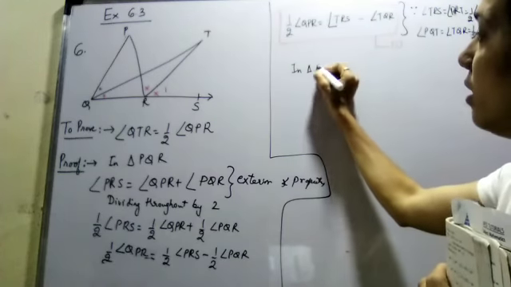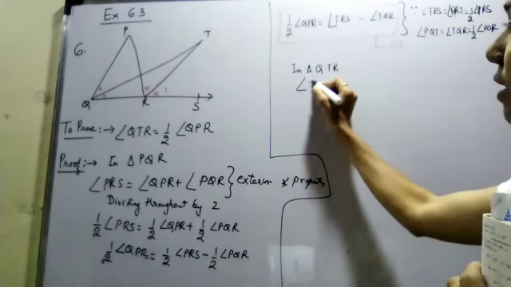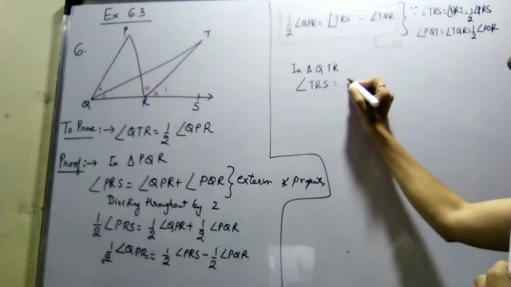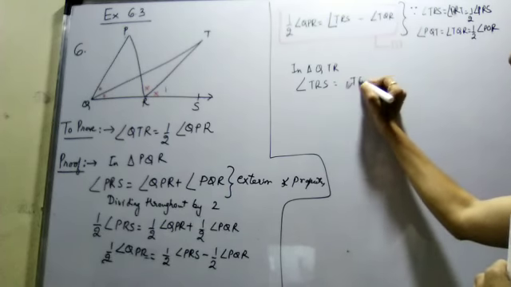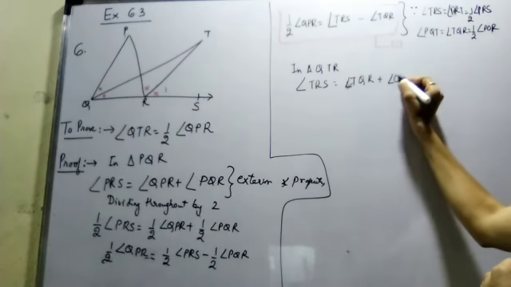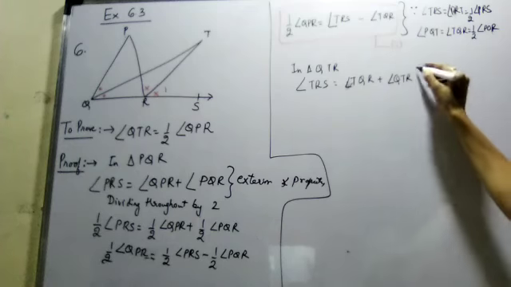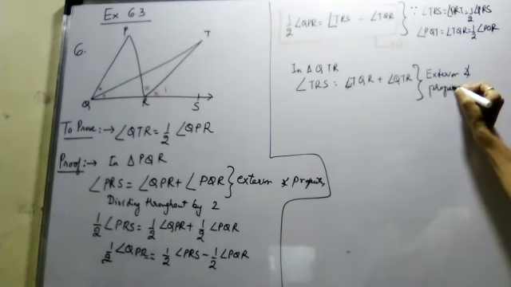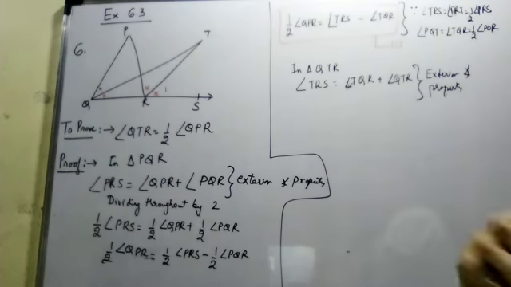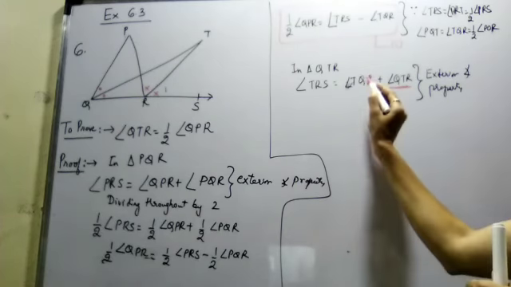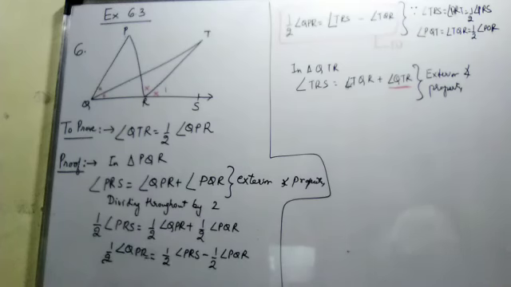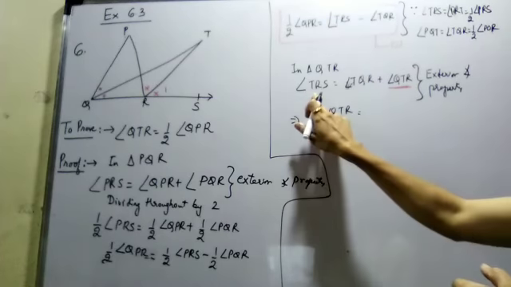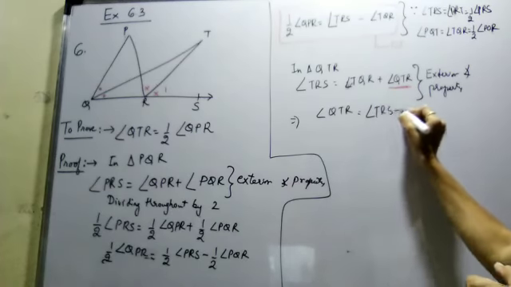In triangle QTR, angle TRS, see angle TRS, it is equal to which angle? Angle TQR plus angle QTR. Exterior angle property. Now which angle is required in my proof? I want this one. So I will transpose this to the other side. I am doing that. So angle QTR can be written as TRS minus angle TQR.